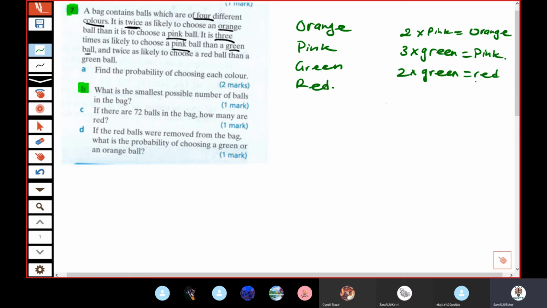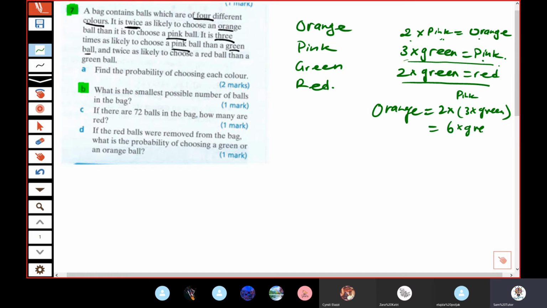Well, here we go. I've got red as 2 greens. I've got pink as 3 greens. I've got orange as 2 pinks, but I know that 1 pink is 3 greens. So therefore orange equals 2 times pink, but then pink is 3 greens. 2 times 3 is 6 greens. So now we know that orange is 6 greens.